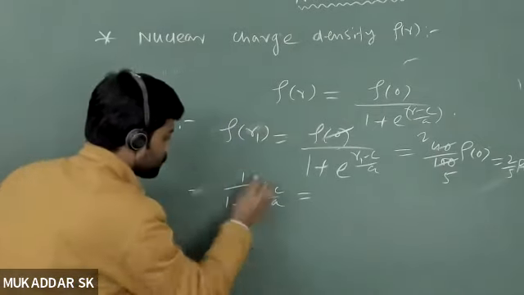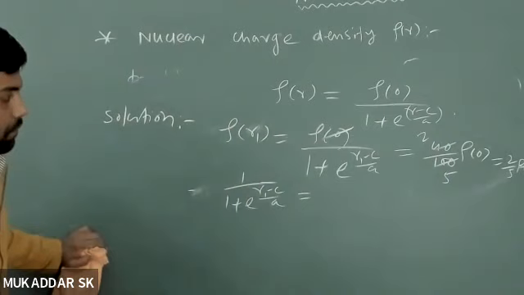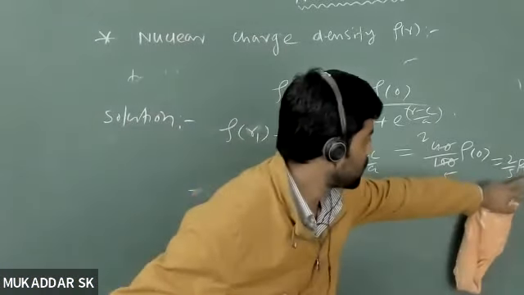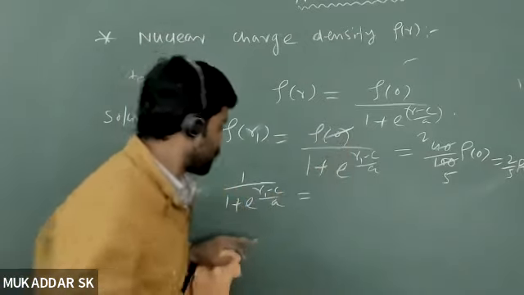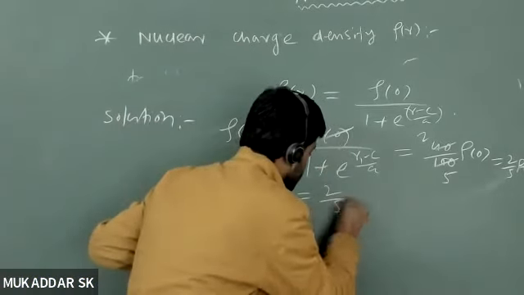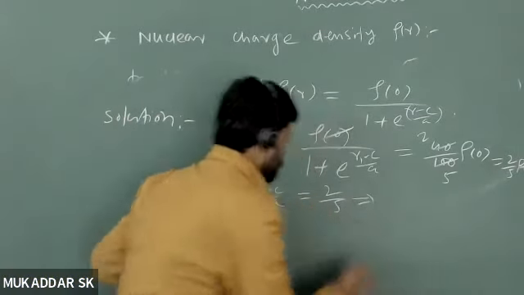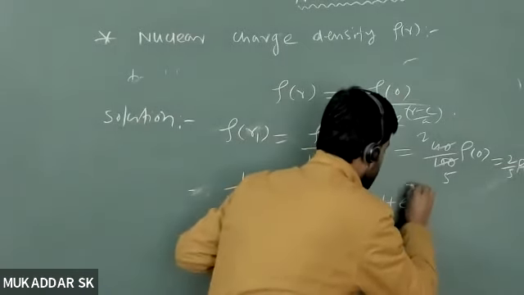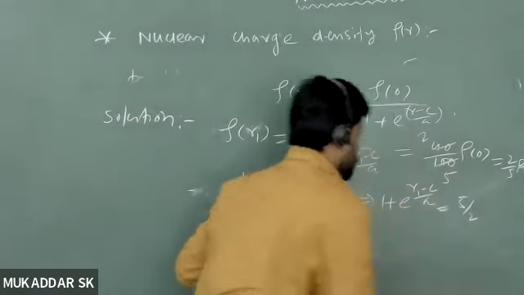Are you getting? Tell me how much it will come. Anyone? 0.4. I have written this, right? 2 by 5 rho naught. So rho naught I have cancelled. 0.4, yes, that I can write as 2 by 5, right? So from this expression I can write that 1 plus exponential R1 minus C by A should be equal to 5 by 2.